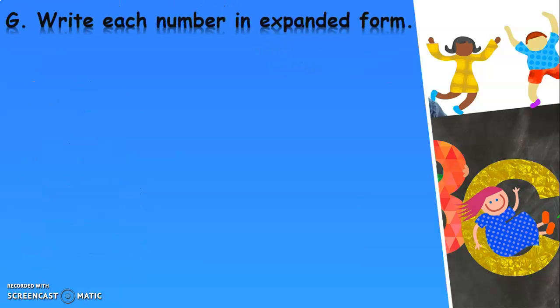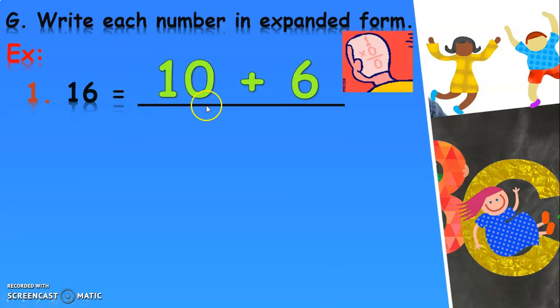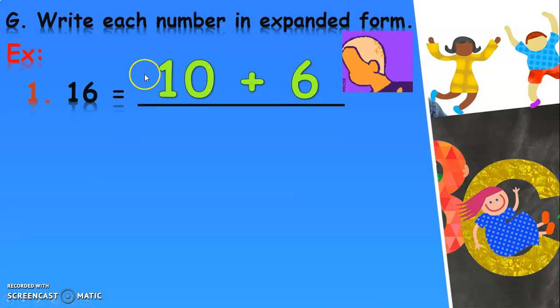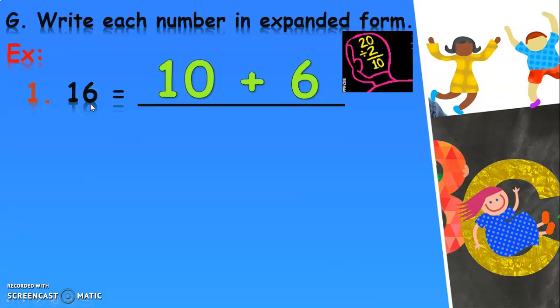So again, we are doing letter G, where you have to write each number in expanded form. Remember that when you write numbers in expanded form, it means you have to use the digit value of the number. So let's see the answer for number 1. Number 1, 16 equals 10 plus 6. The digit value of the number 1 is 10, and the digit value of number 6 is 6.